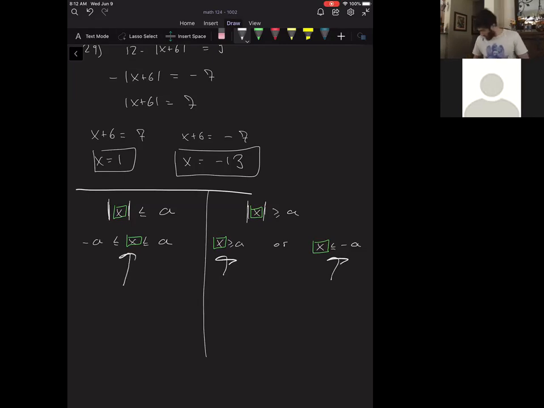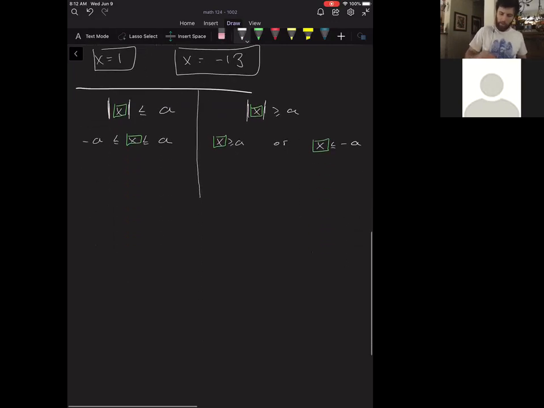So if we were on a number line, let's make this a little bit smaller. Notice on a number line why these two things don't mean the same thing. So here's minus a and here's a. This one over here is saying x is in between minus a and a. So those are these numbers. But the one on the right-hand side is saying x is bigger than a, so that's over here. And then it's saying x is less than or equal to minus a, so that's over here.